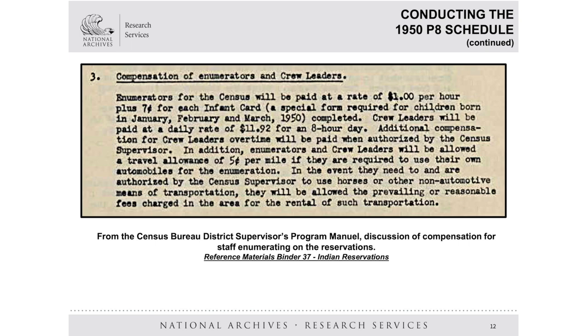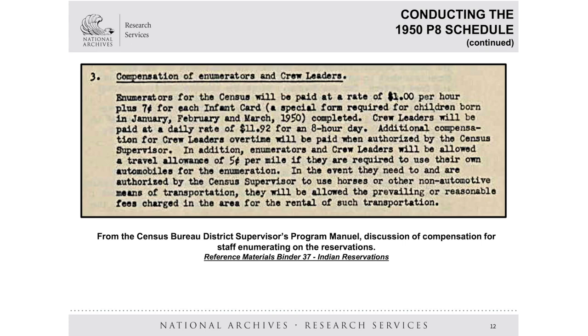Now, this was an issue across Western reservations in 1950, again, especially with the Navajo. And in the decades since, there are concerns about undercounting. So a side note, if you're looking for someone and not seeing them, this could be a reason.